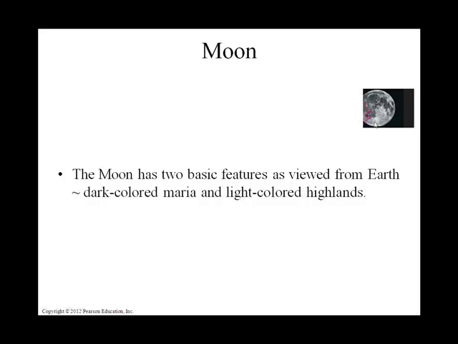A little bit ago in this chapter, I showed you the crater Tycho, and there is Tycho, and you can see the white ejecta blanket around it. But remember that the near side of the moon looks very different than the far side of the moon.